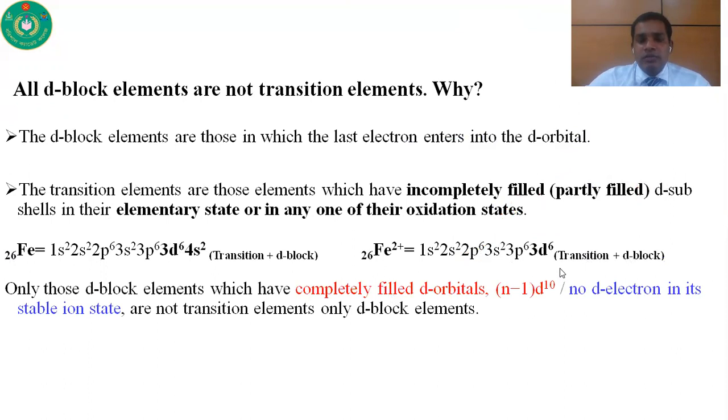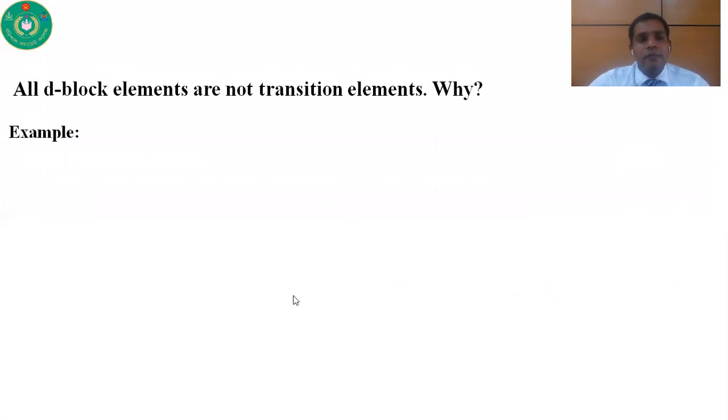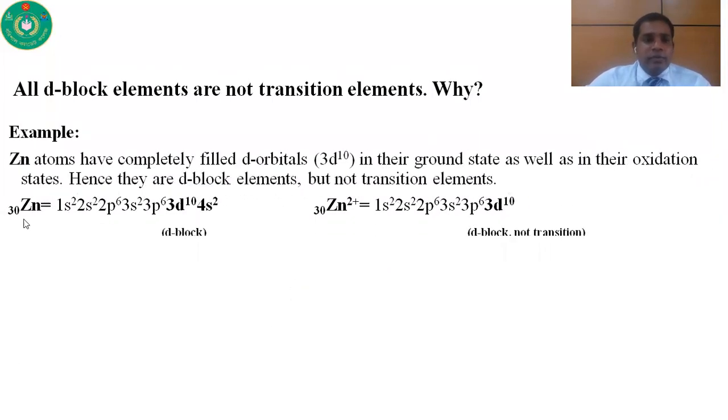So why are some d blocks not transition? Because when d block elements contain completely filled d orbitals, or if there are no electrons in the d orbital, those elements are known as d block, not transition. For example, zinc, its atomic number is 30. If I write its electronic configuration like this, 1s2, 2s2, 2p6, 3s2, 3p6, 3d10 and 4s2, you can see this d orbital is completely filled. As this d orbital is full, this is only d block, not transition. And in its oxidation state, that means when it forms an ion, you can also see that the d orbital is full. That's why it is d block, not a transition element.